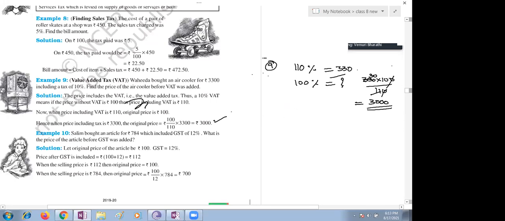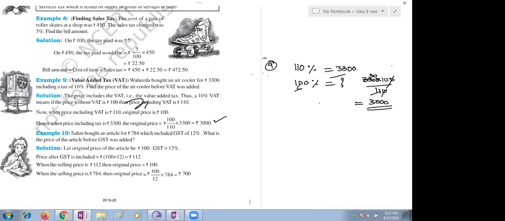Yes, ma'am, 3,000. Ma'am, you wrote 110% is equal to 330. It is 3300. Oh, okay. One more zero you are supposed to add. Ma'am, 3300, right. Yes, otherwise the answer will be different. Next, children, same thing. You have to go with the next 10th bit.